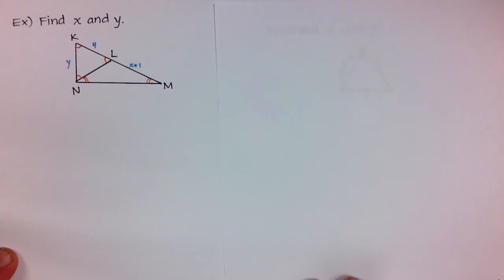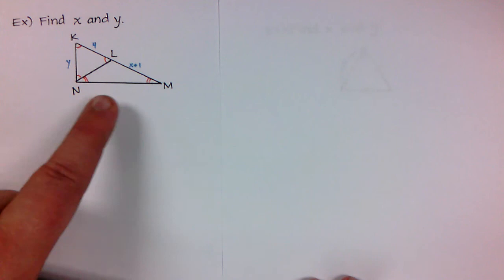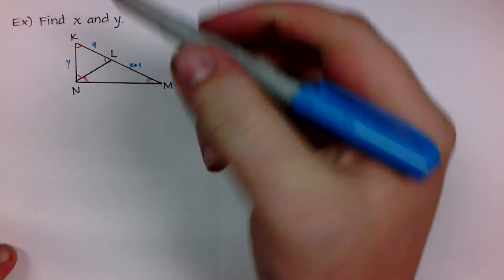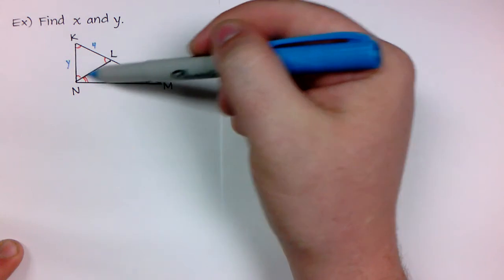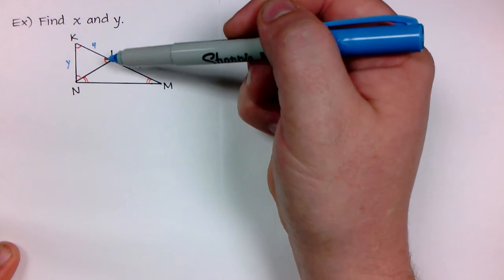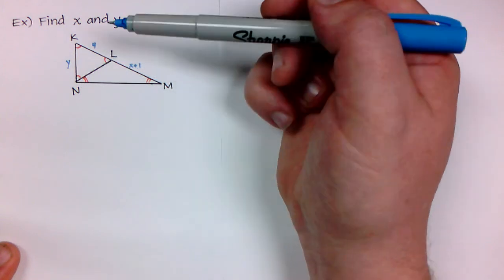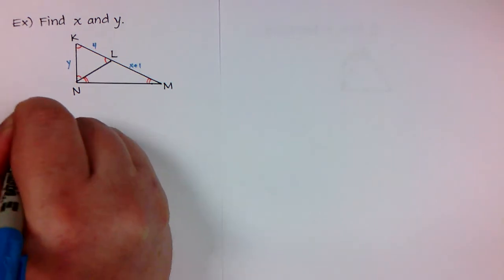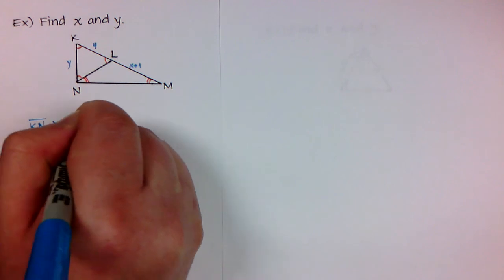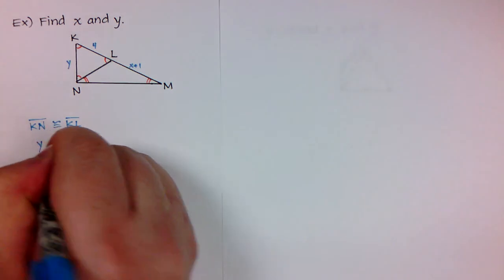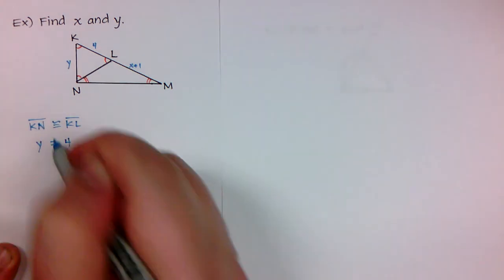Based on all the information that I've just gone through, I want us to find what x and y are in this example. So let's just take it one step at a time. What looks like it would be the easiest? Well, I see right here that this triangle KNL has three congruent angles. So that means it's equiangular. And we just talked about how if it's equiangular, it's also going to be equilateral, which means that all the sides will be the same. So I know that KN is congruent to KL, which means that if KN is y and KL is 4, that y equals 4.